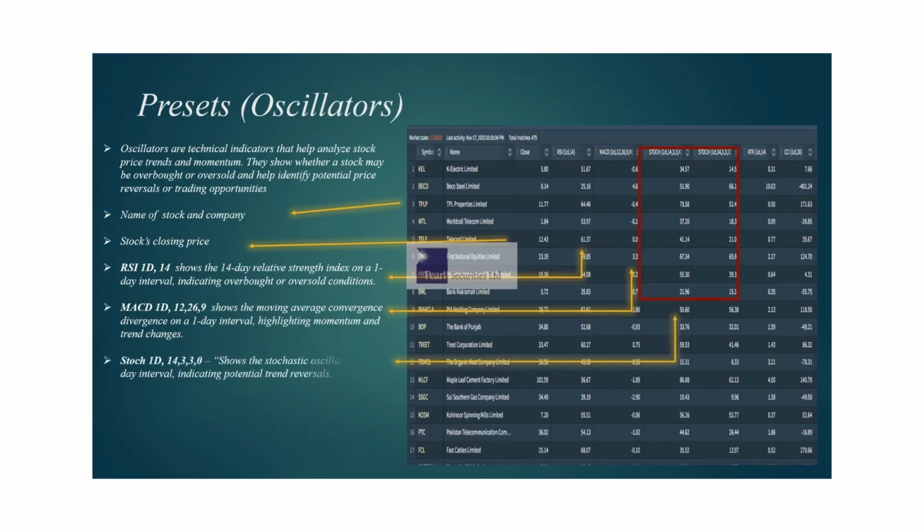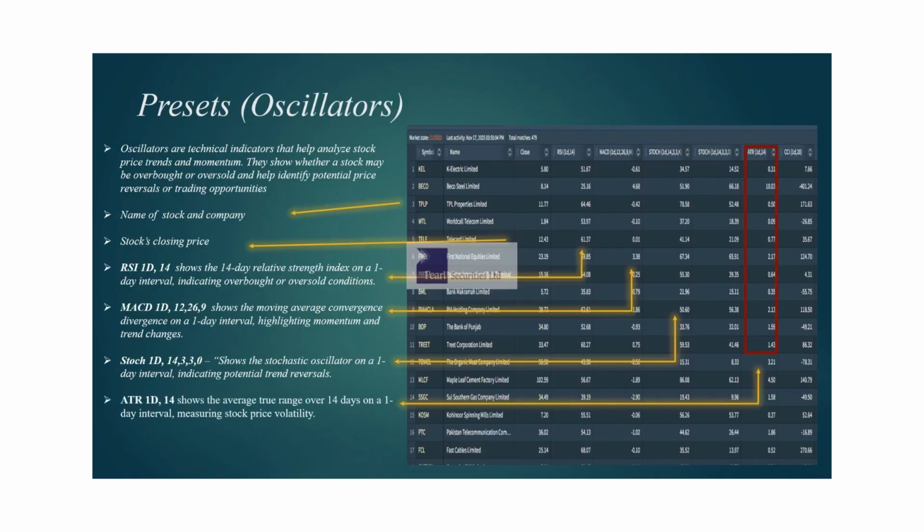Stoch 1D 14,3,3 shows the stochastic oscillator on a 1-day interval, indicating potential trend reversals. ATR 1D 14 shows the average true range over 14 days on a 1-day interval, measuring stock price volatility.